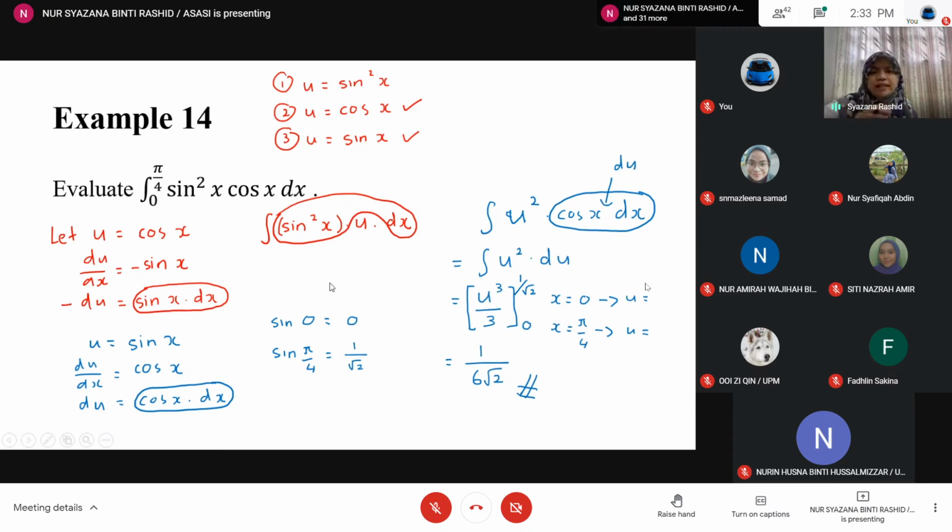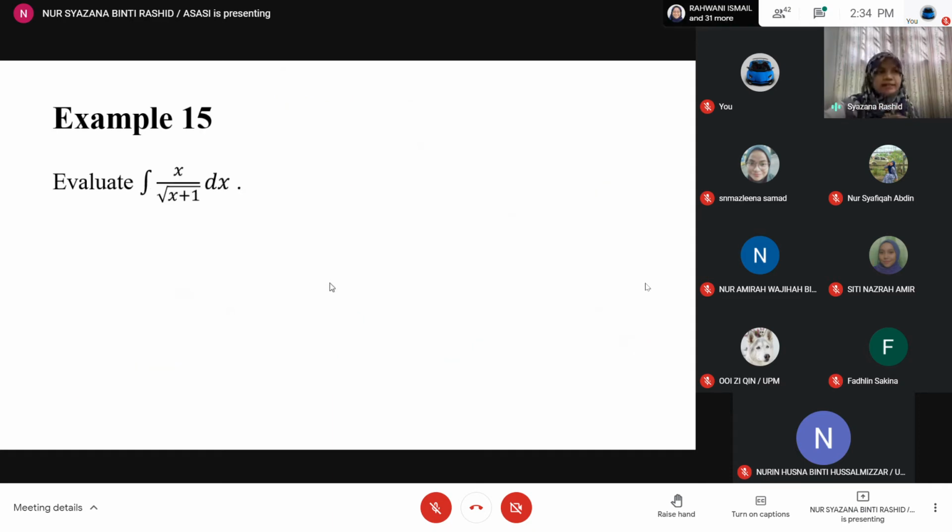Okay, so far any question here? For example 14. Yes, it's clear, madam. Okay, hopefully everyone is clear. It's okay, we have many more examples. Okay, example 15. This is an indefinite integral, so we don't need to change the limits.